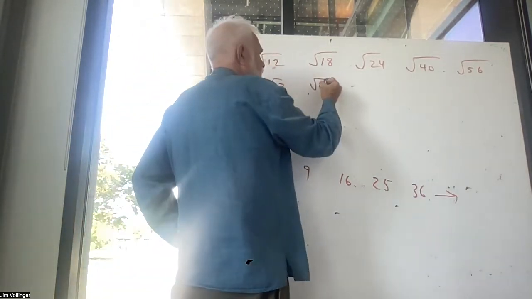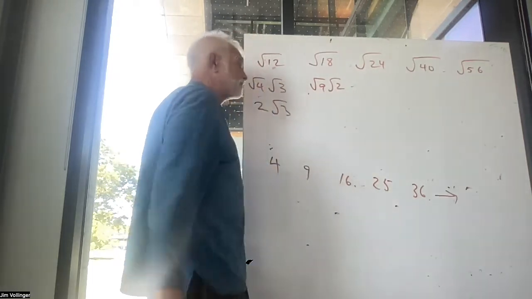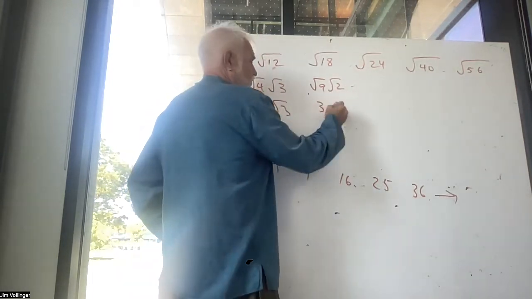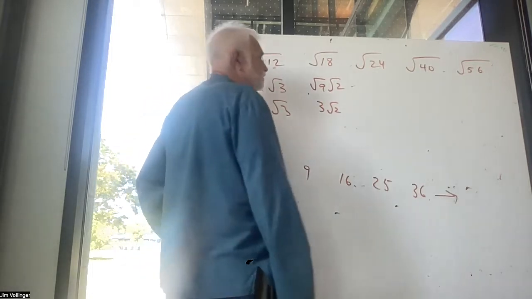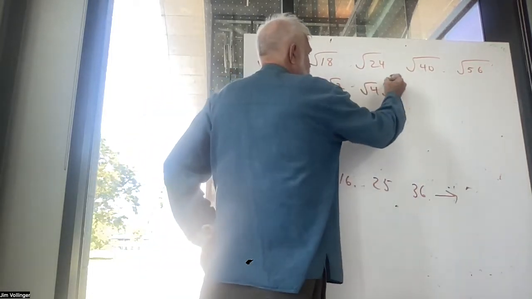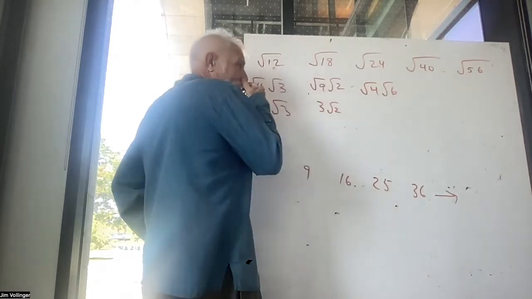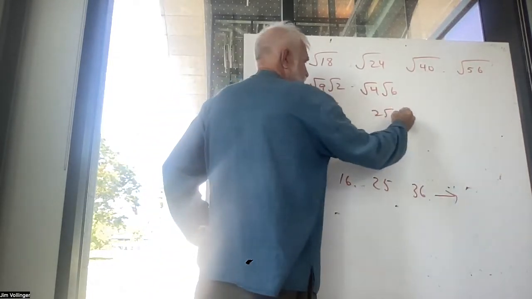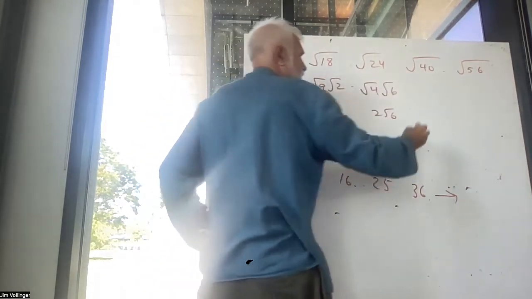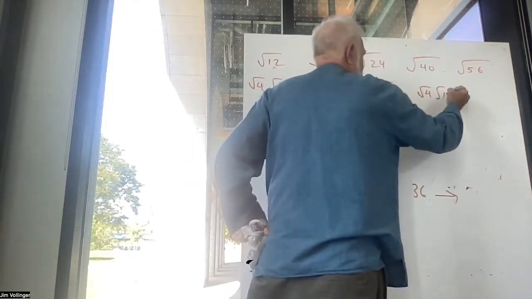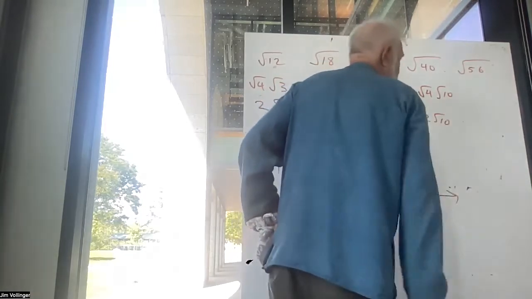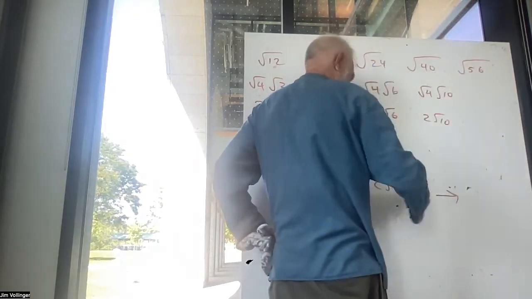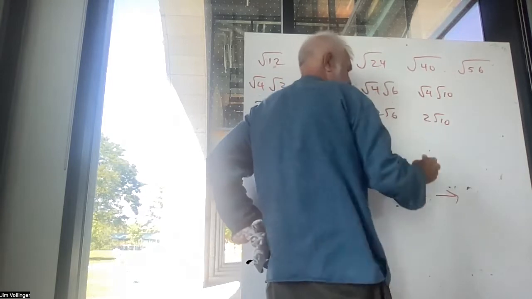18, square root of 9, square root of 2. 3 root 2. Remember, you're pausing the video. 24, square root of 4 times the square root of 6. 2 root 6. 40, square root of 4 times square root of 10. 2 root 10.